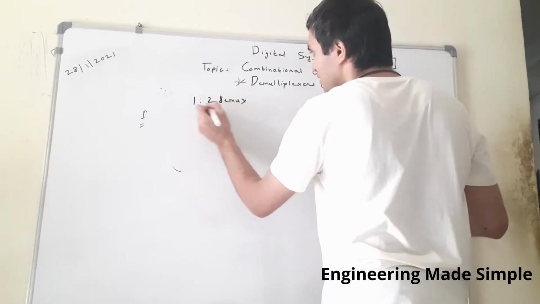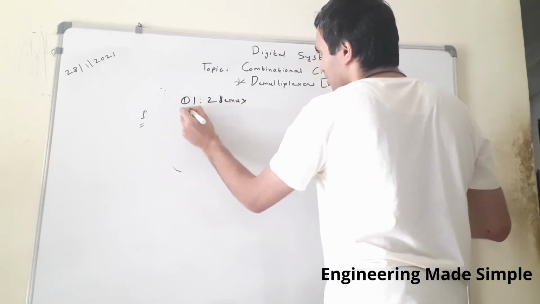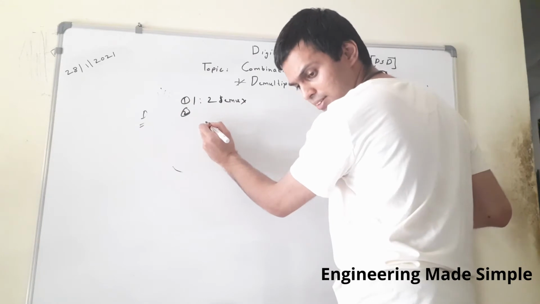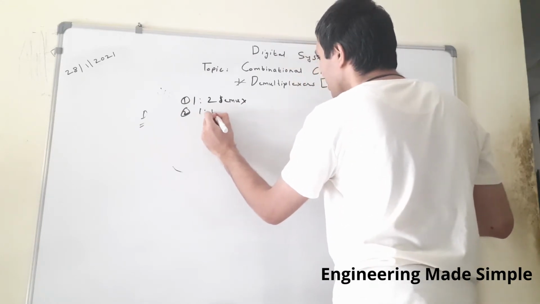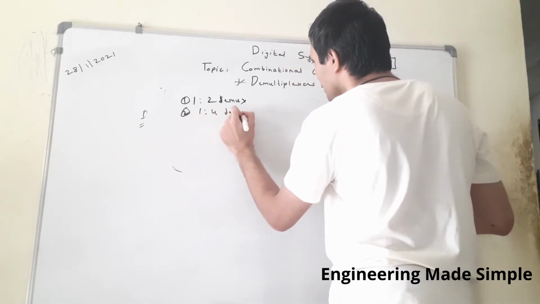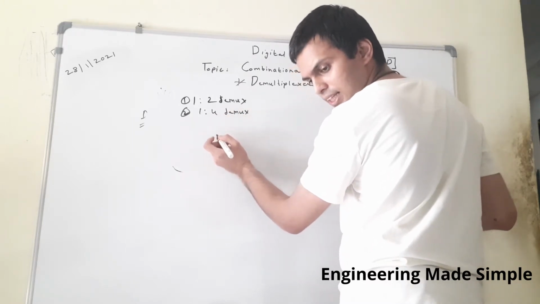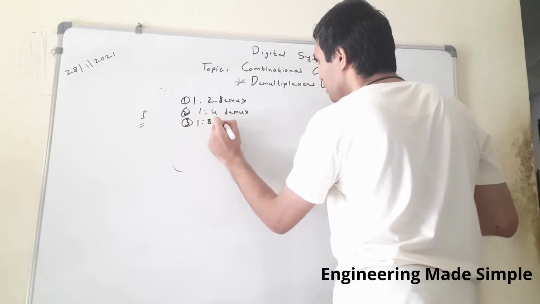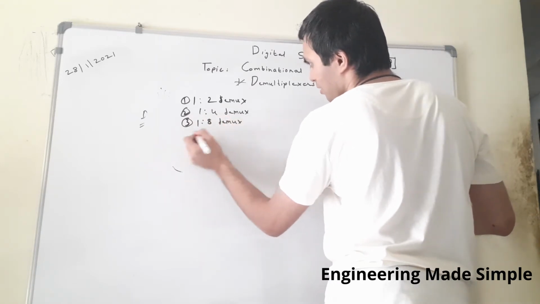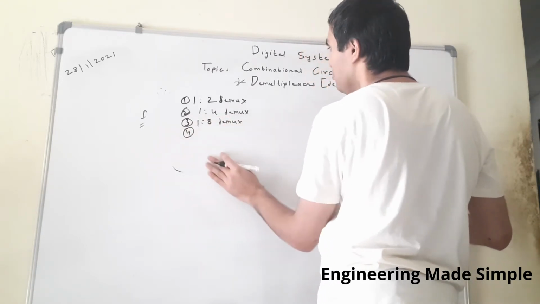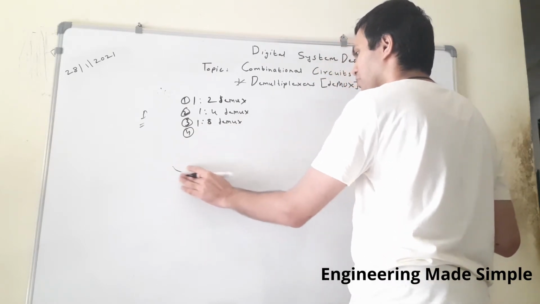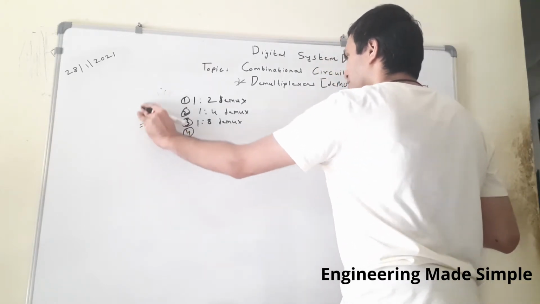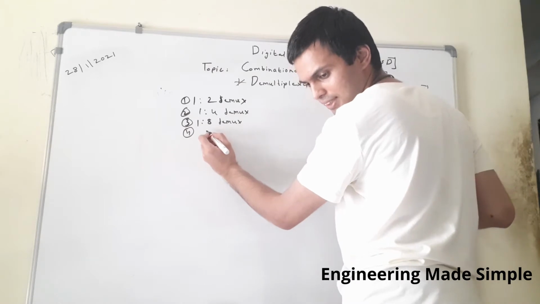When I say demux, it should be clear that I am talking about demultiplexer. 1:2 demux, 1:4 demux. Then we have another one which is 1:8 demux. All these different types of multiplexers are available in IC form. IC numbers you can refer in your textbook, so I am not discussing that right now here.